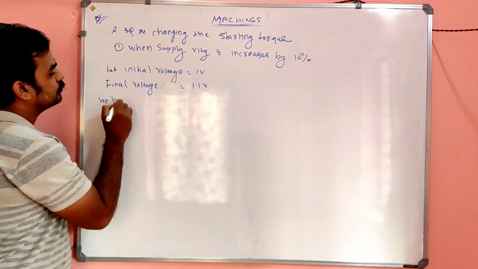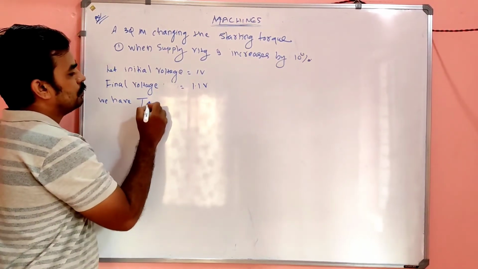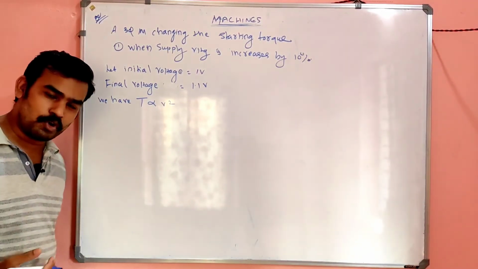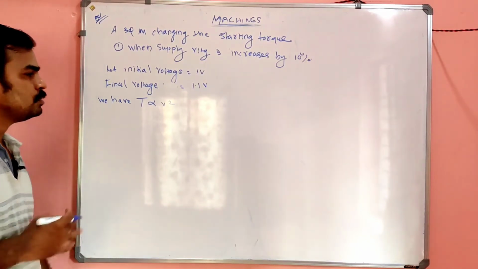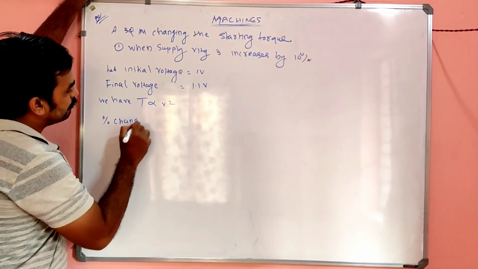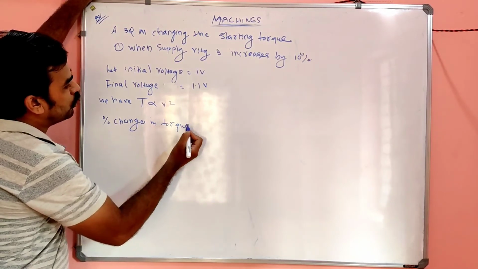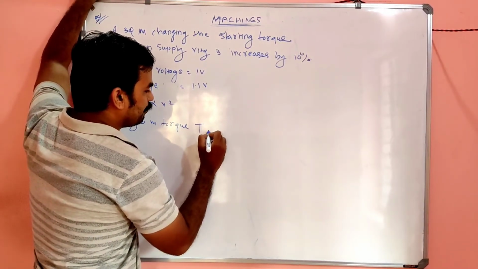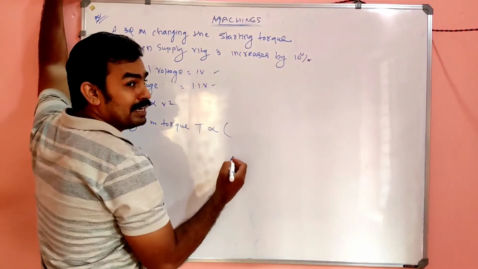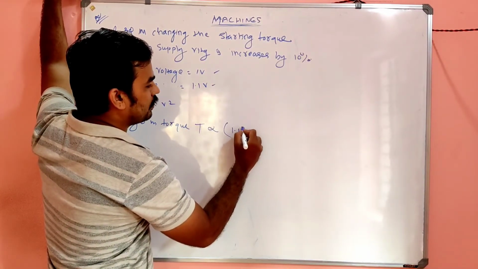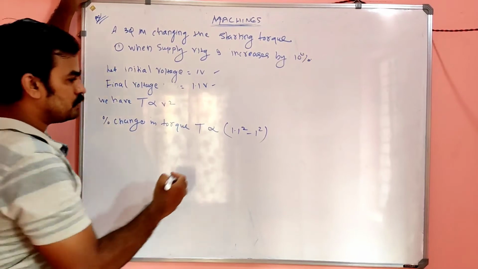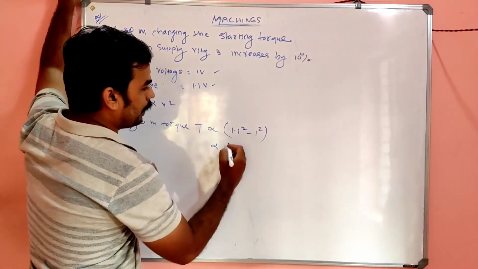We have torque proportional to what, my dears? V square. We have the equation, right? Starting torque is proportional to V square, we derived it, no? So applying T proportional to V square, what do I get? Percentage change in torque will be proportional to V square, which is final V square minus initial V square. Final V is 1.1 squared minus initial V squared, 1 squared. So this much torque will be changed. So it will be proportional to what?